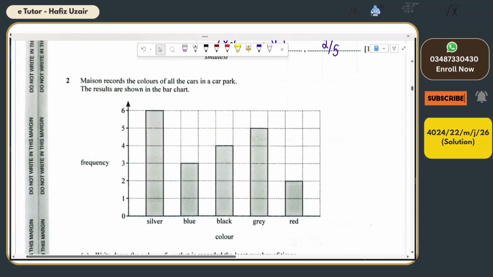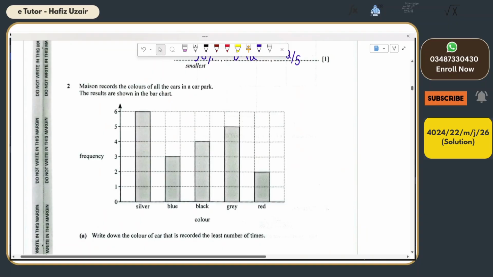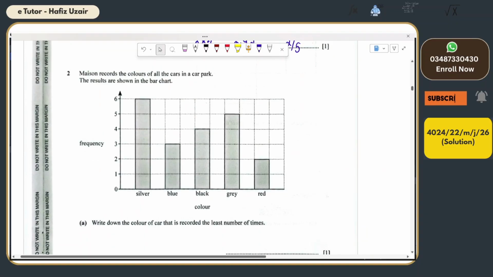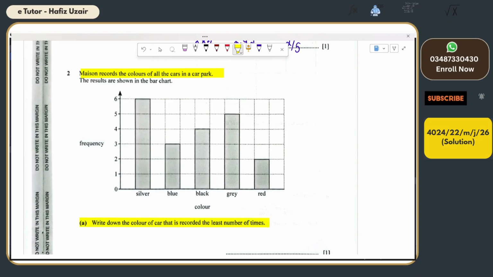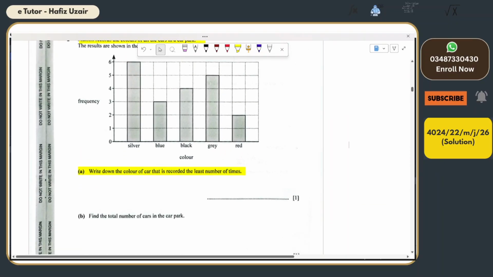Okay, let's move to question number 2. Mason records the colors of all the cars in the car park. The results are shown in a bar chart. Write down the color of the car that is recorded the least number of times. Here you can check that this car is recorded the least number of times because its frequency is smaller. So in part A, you will write red only.